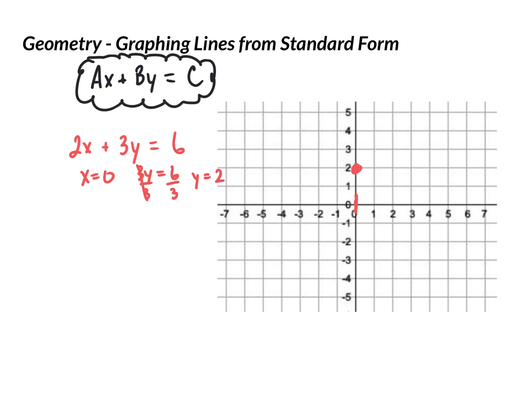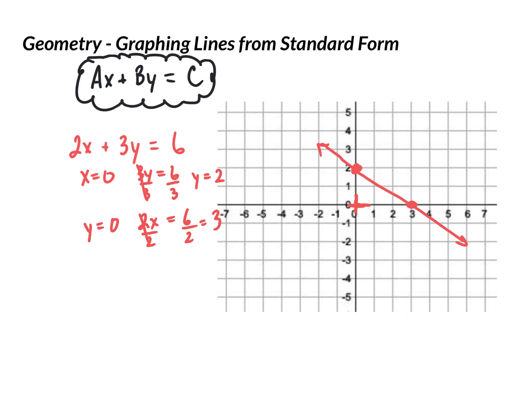Put that in there. Then let's say, well, what if y were 0? Well, then you'd have 2x plus 3 times 0 equals 6. Divide both sides by 2, and x would be 3. So when y is 0, which is on this horizontal axis, x is 3. There's my line. And I didn't have to move stuff around.